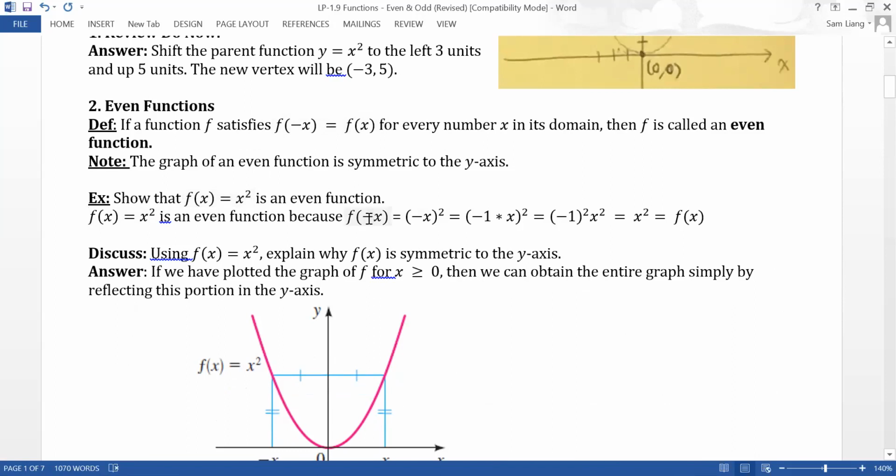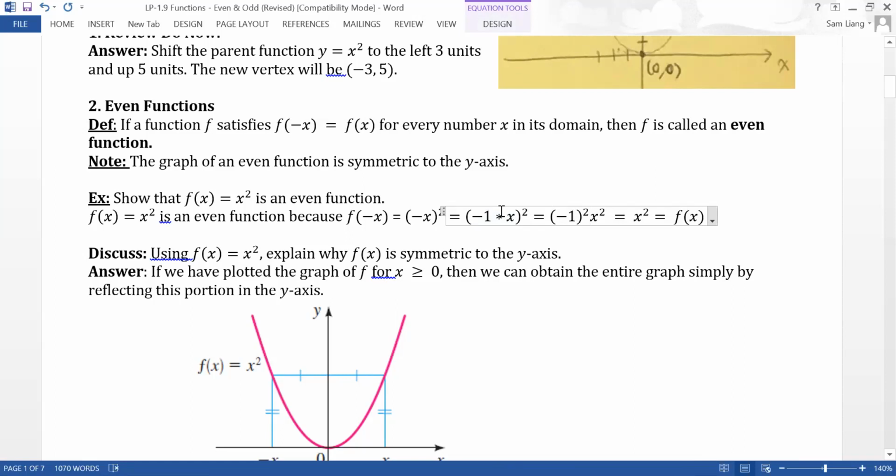If you plug in negative x here, you get negative x, that entire thing squared. And negative x you can see as negative 1 times x, which I write in this step, and that entire thing is being squared. And then, as we know, the square of a product, this product here being squared, is equal to the product of each of those terms squared.